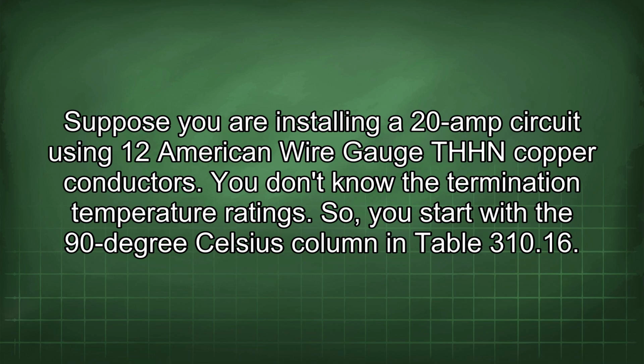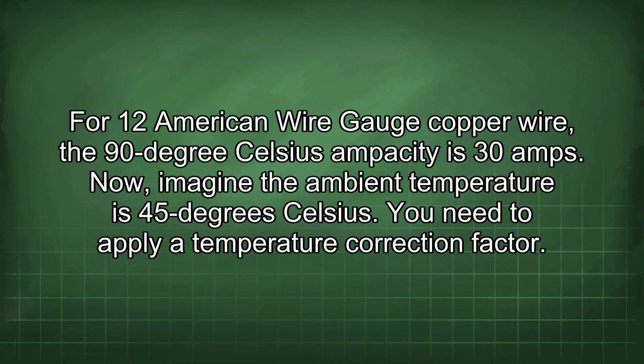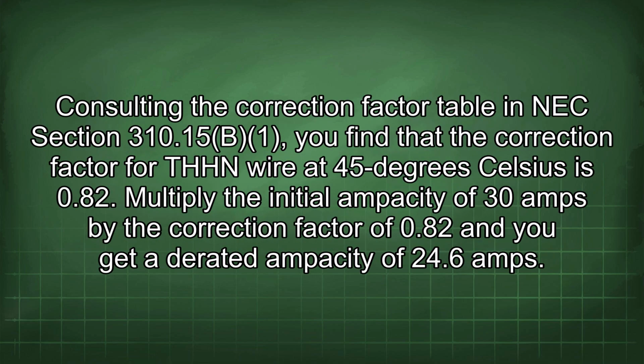Suppose you are installing a 20 amp circuit using 12 American Wire Gauge THHN copper conductors. You don't know the termination temperature ratings. So, you start with the 90°C column in Table 310.16. For 12 AWG copper wire, the 90°C ampacity is 30 amps. Now imagine the ambient temperature is 45°C. You need to apply a temperature correction factor. Consulting the correction factor table in NEC Section 310.15, you find that the correction factor for THHN wire at 45°C is 0.82. Multiply the initial ampacity of 30 amps by the correction factor of 0.82 and you get a derated ampacity of 24.6 amps.